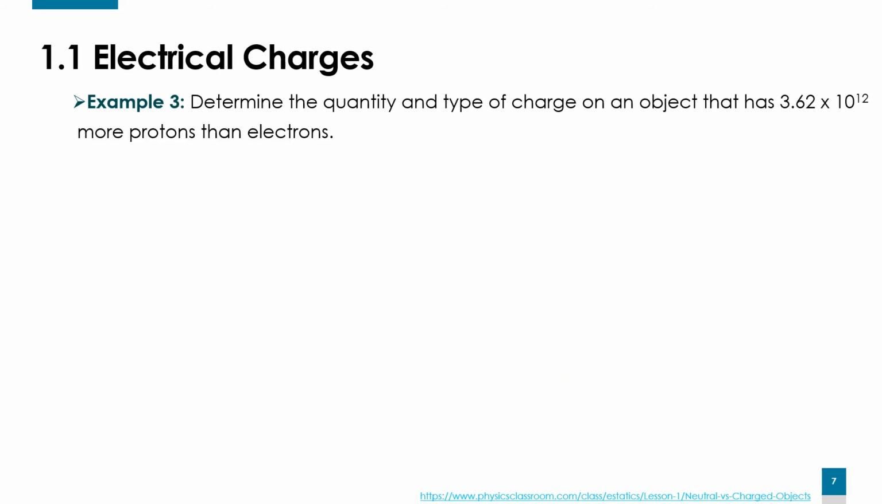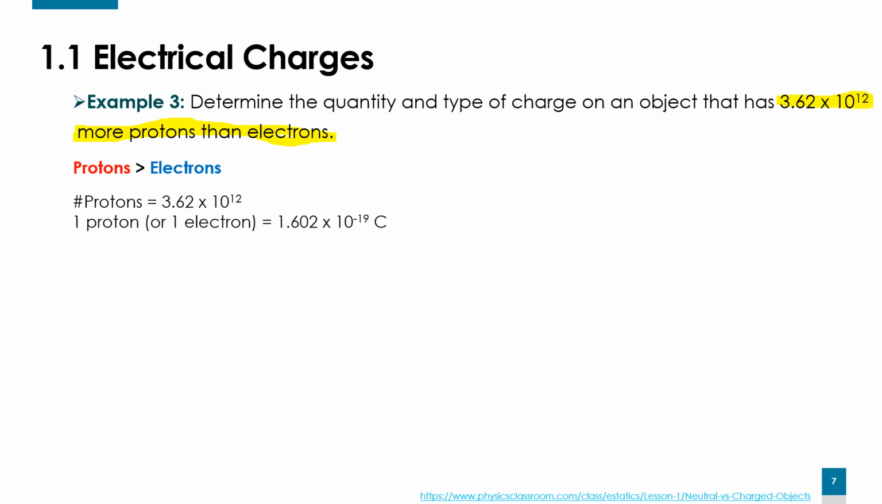Determine the quantity and type of charge of an object that has 3.62 times 10 to the power 12 more protons than electrons. So I have more protons than electrons. Now we need to remember one concept from before. How many protons do I have? It's given here: 3.62 times 10 to the power 12. I don't know how much, but I know I have this many more than electrons, and this is enough for me to calculate the charge.